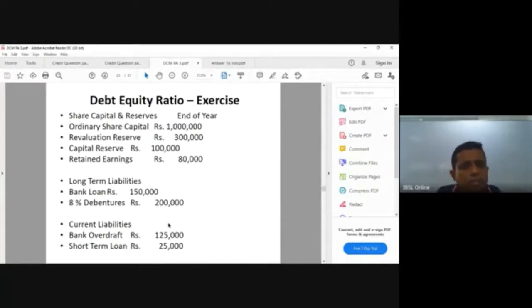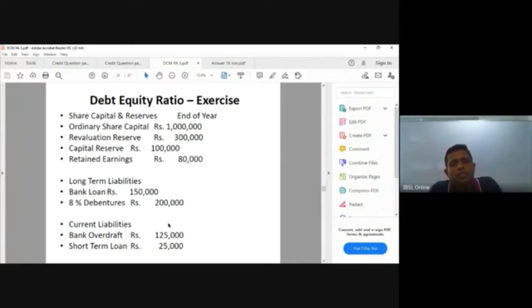Then long-term liabilities: you have a bank loan 150,000 and 8% debentures 200,000. That is 350,000. Then under current liabilities, they have given bank overdraft 125,000 and short-term loans 25,000, right? That we'll have to take when we calculate the second ratio. We'll calculate the first ratio initially.